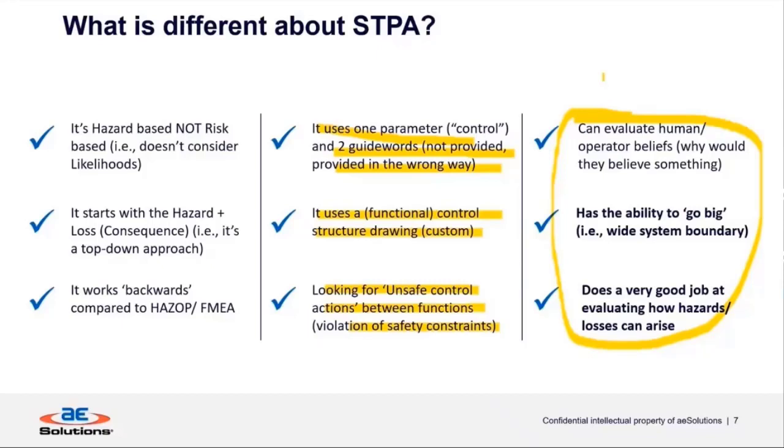It does a very good job at evaluating how hazards and losses can arise, and so the causal scenarios that are developed in STPA are generally what you could call richer causal scenarios. You're going to look at proximal effects, conditional effects, and then also systemic effects. I'll talk about this more in a later slide, but you're looking at different layers beyond just my control loop failed or it was a human error. You're looking behind that and understanding how those conditions can arise that create that error, that make it more likely. That's another difference about STPA.